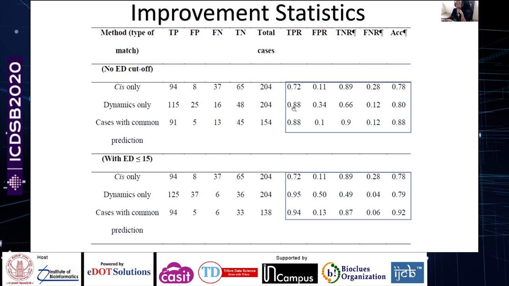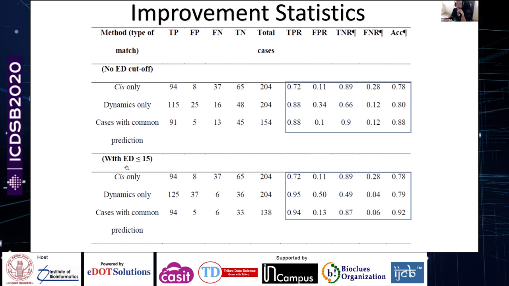When we did dynamics, it was 0.88. And in this case, we did not use the Euclidean distance, but just the thresholds that we determined. But what you would see is, when we look at the overall accuracy, where ACC stands for accuracy, for the sequence based approach it's 0.78. The dynamics marginally improved it to 0.80, but when we combined them, it went to 0.88.